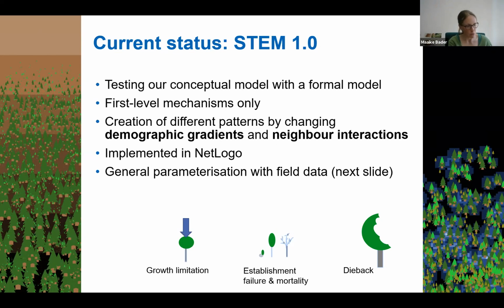Yes, I think I need to speed up a little bit, otherwise we don't have time for the questions. So at the moment we're just doing these first level mechanisms, and we are basically trying to reproduce our conceptual models. So everything I've shown so far, we're trying to produce that with a formal model. And the formal model helps us a lot to realize that certain logic that we are following in our head actually doesn't work so well. We maybe need some extra elements to be able to really produce the patterns that we think we should be producing.